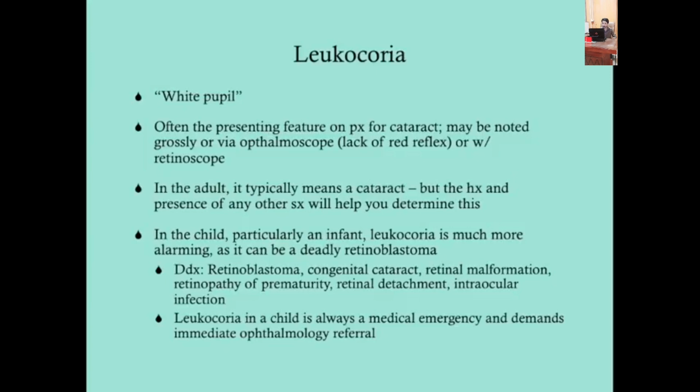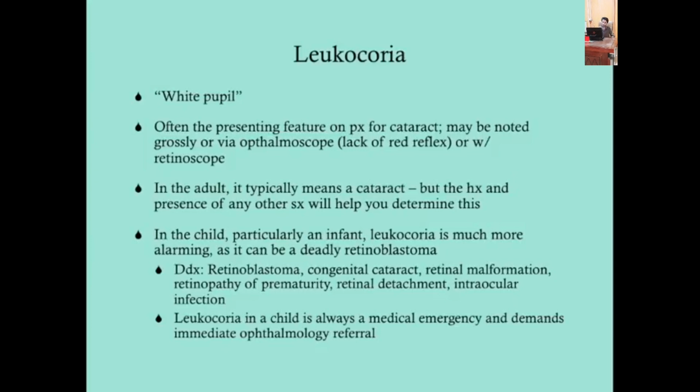What do we typically get? If we look straight into the flash, we get red eye. But with leukocoria, you would get a white eye or a yellowish colored eye, and that's leukocoria. So in the adult, typically leukocoria means a cataract. But the history and the presence of any other symptoms are going to help you determine what the actual cause is. But typically in an adult, it means cataract.